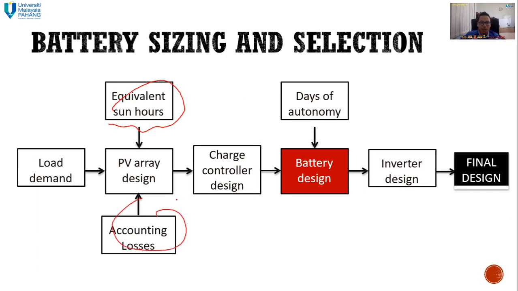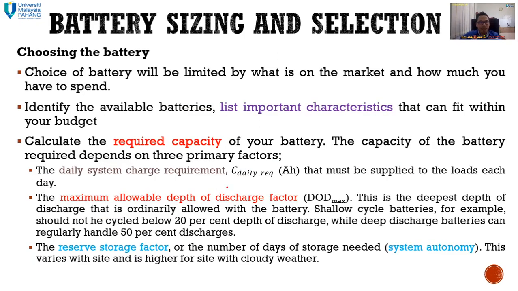Right. So next, after we finish the PV array design, after we consider the equivalent sun hours and count all the losses, we proceed with the battery design. Choosing the battery, the choice of battery will be limited by what is on the market and how much you have to spend. Basically, if you have more money, you can pay for a larger storage capacity of the battery. If you have less money, then you are going to choose the smaller size.